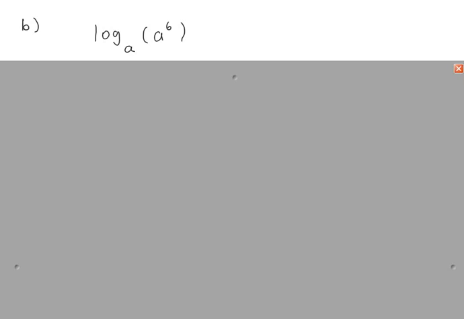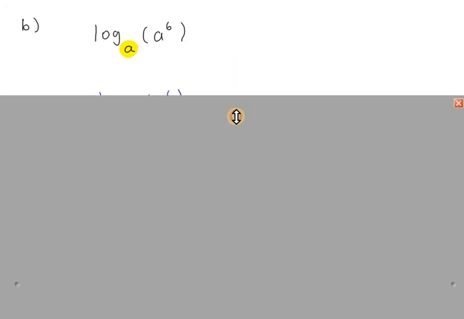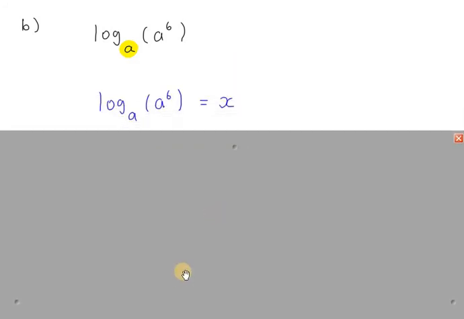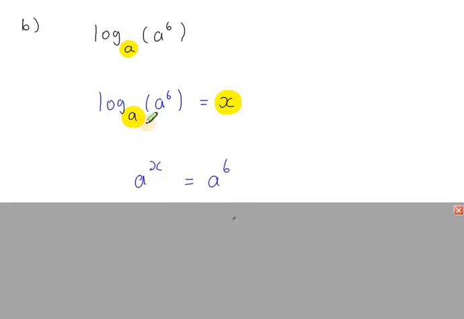The log of a to the power of 6 to the base a. Again, if I let this be equal to x, then in exponential form, that's my base, that's the power. So a to the power of x is equal to whatever's left over, which is a to the power of 6. Now you have the same base on each side, and you have a single term on each side, so these powers must be the same, so x is equal to 6.